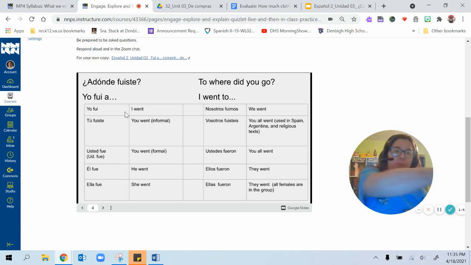Yo, fui. Tú, fuiste. Usted fue. Él fue. Ella fue. Nosotros, fuimos. Vosotros, fuisteis. Ustedes fueron. Ellos fueron. Ellas fueron. You gotta learn them. Try rolling dice. Uno for yo. Dos for tú. Tres, usted, él, ella. 4, nosotros. 5, vosotros. 6, ustedes, ellas. You gotta learn them. Study them. Draw a chart. Make a picture.